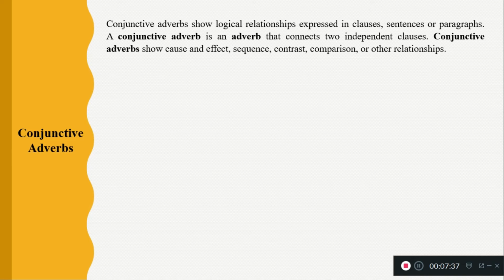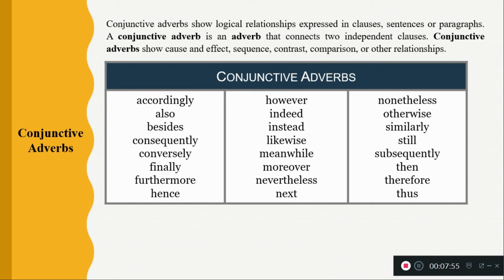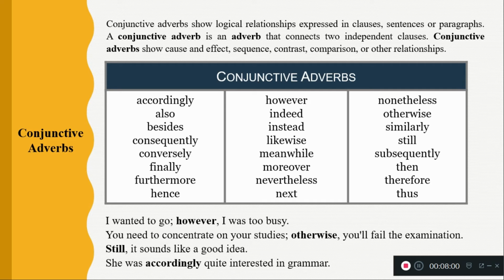Finally, conjunctive adverbs. There are some adverbs that can be used as conjunctions to join two clauses, sentences, or paragraphs. These adverbs are called conjunctive adverbs. They are similar to subordinating conjunctions. Look at the commonly used conjunctive adverbs. Next, look at the example sentences. Here, however, otherwise, still, and accordingly are conjunctive adverbs.